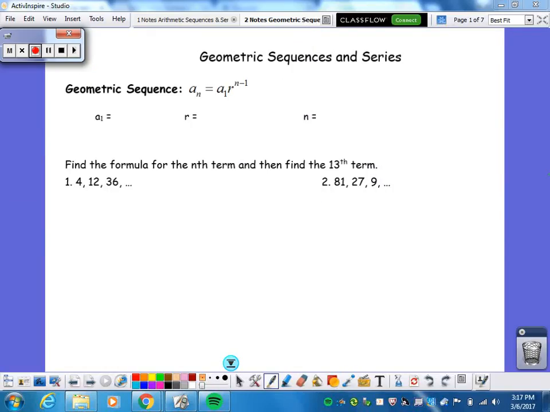So today we're going to be talking about geometric sequences and series. So this is very similar to arithmetic sequences and series as we've done before, but instead of going up consistently by adding a certain number to our previous term, we're now going to be multiplying each term by a different ratio. So our A1, just as before, is the first term.